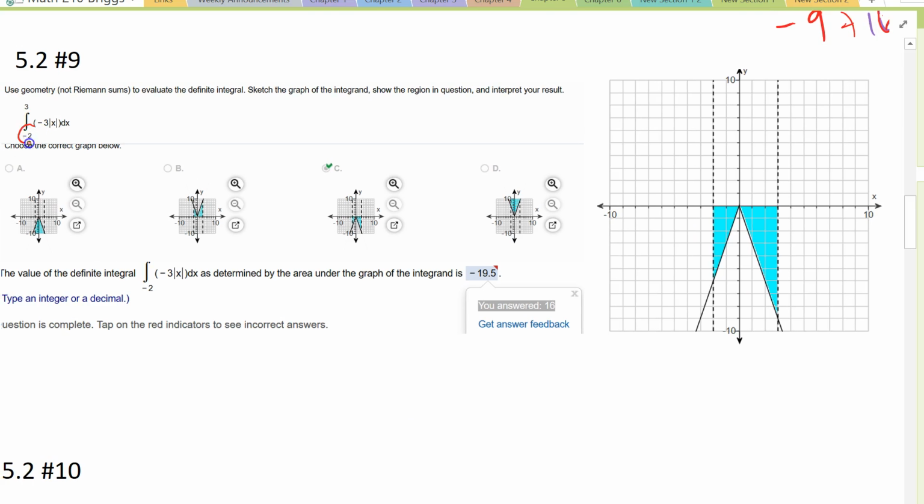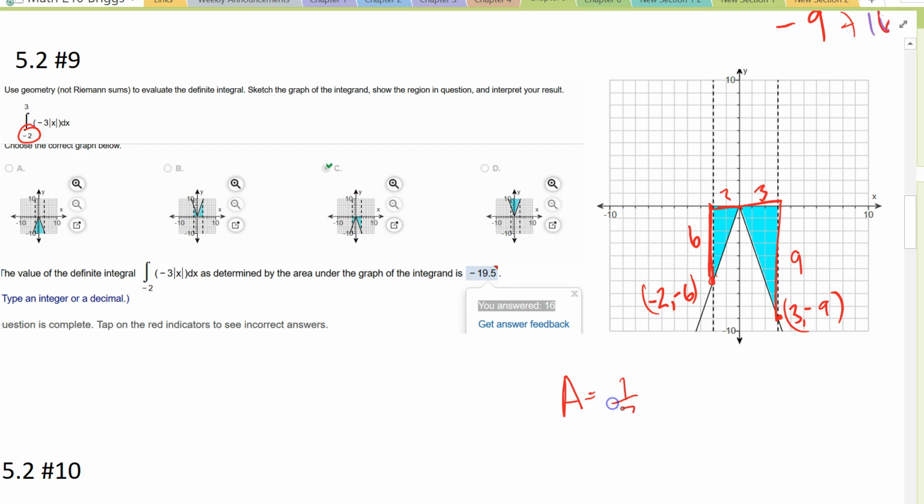I can always plug in my lower bound. So if I plug in -2, this distance is 2, right? If I plug in -2, I get -3 times the absolute value of -2. So that's -3 times 2, which would give me a -6. So the point -2, -6 tells me this distance is 6. If I plug in 3 into the function, I would have a -9. So this would be 3, -9. So this distance is 9.